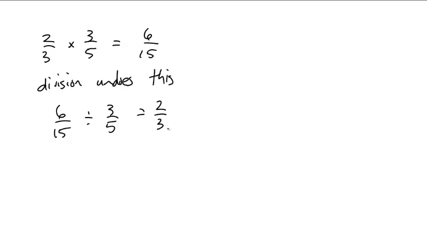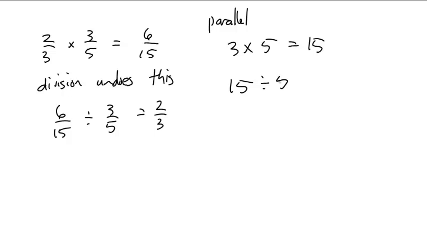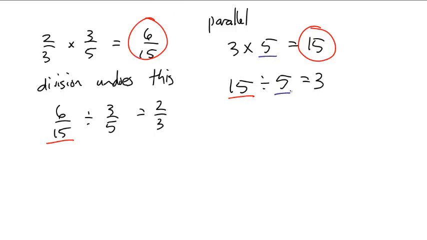And if that looks confusing, let's look at a parallel example. Let's look at 3 times 5 is 15. The equivalent division would be 15 divided by 5 is 3. That is the thing that was all by itself. The product, the result of the multiplication, comes first, and then we can divide. In fact, we can divide by either of them, but if we divide by one of the factors, we will get the other one.